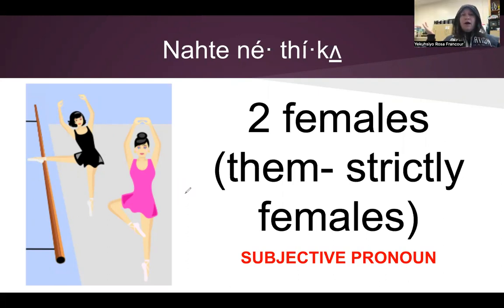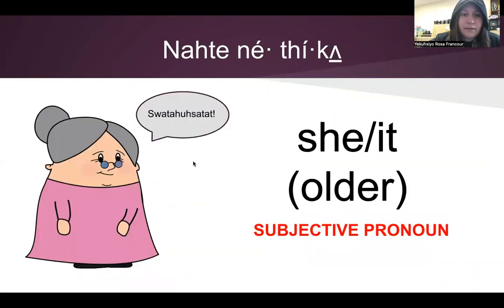Two females. So I'm looking for the pronoun for two females. Subjective pronoun, two females. What is the pronoun? You can say it or you can write it down. It's gno. All right. Let's go to the next one. Actually, let's go a few down here.